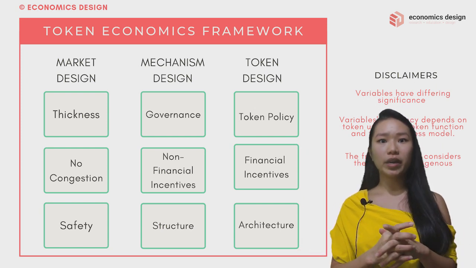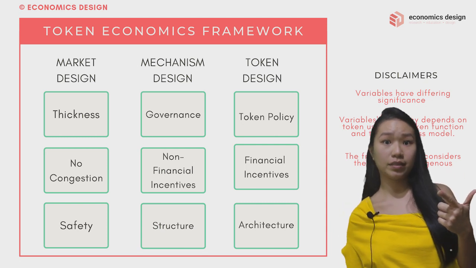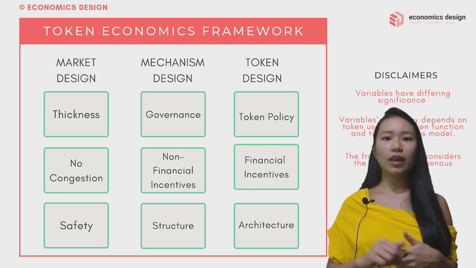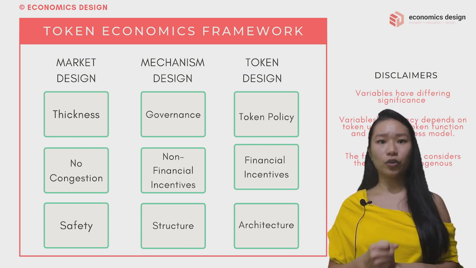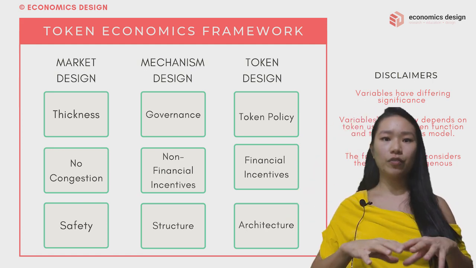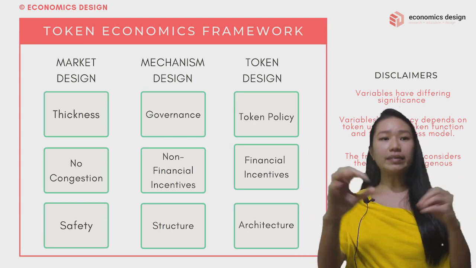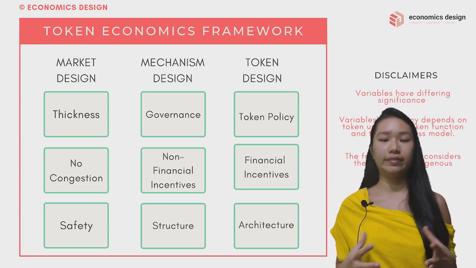This economics framework is divided into 3 pillars: market design, mechanism design, and token design. Market design was talked about a few episodes ago to give you an idea of what it is. But I think it's better to give you a full picture first of what the token economics framework is, then everything will start falling into place a lot easier.